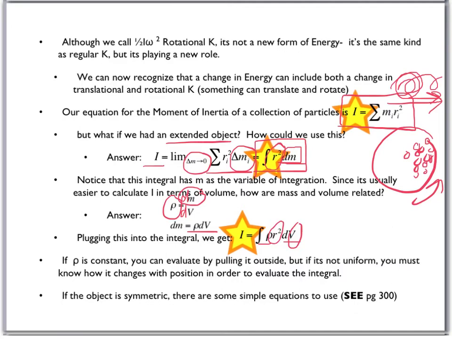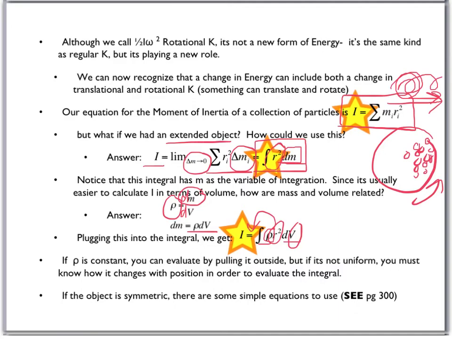If rho is constant, you could evaluate by pulling rho outside of the integral. But if rho is not constant, if this is not a uniform density, then you must know how that variable is going to change with position. Basically, you would need to know rho in terms of r and have an equation for that in order to actually evaluate that integral.